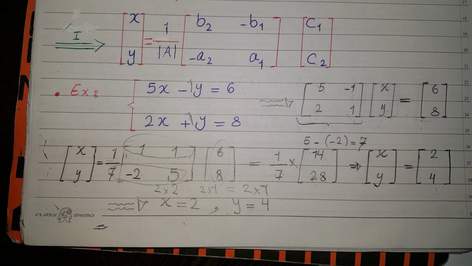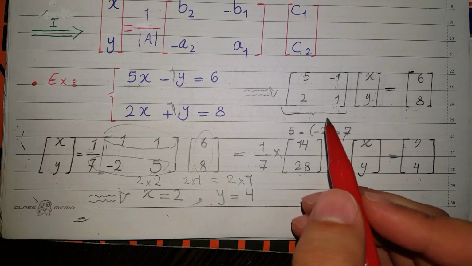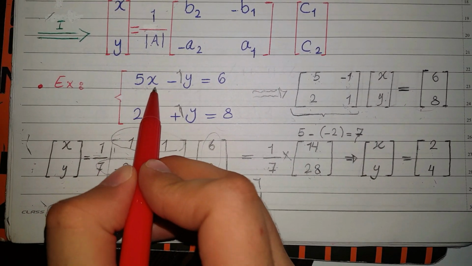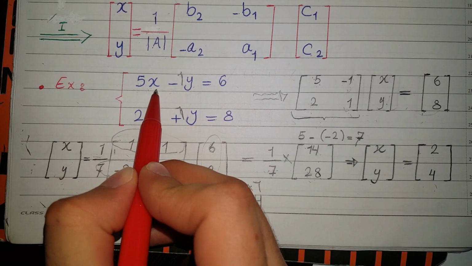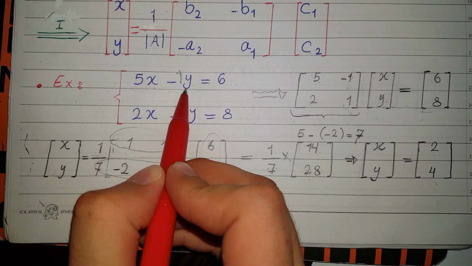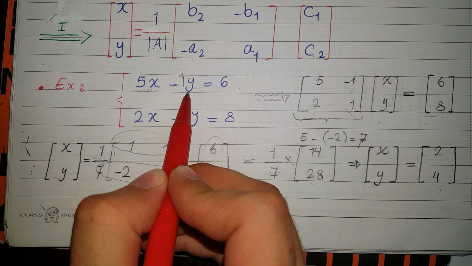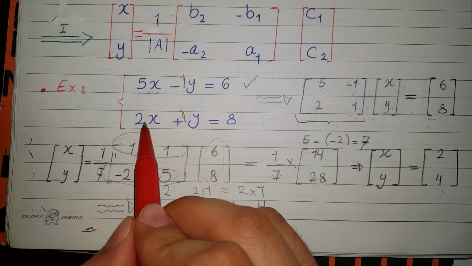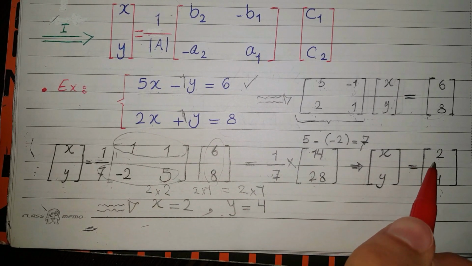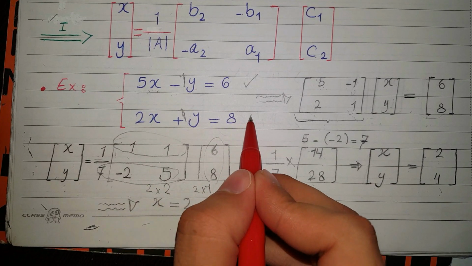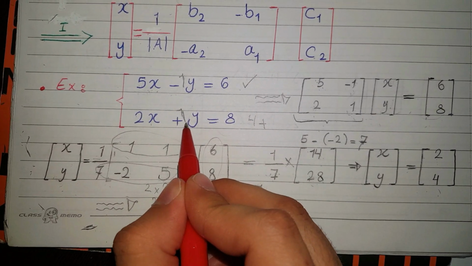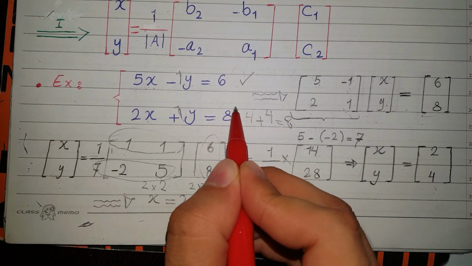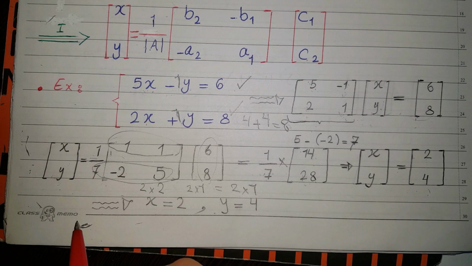We can also check our answer by substituting x and y in the equations of the system. It's going to be 5 times x, which is 2, so 10, minus y, which is 4, so 10 minus 4, overall 6, which is true. And 2 times x, which is 2, is 4, plus y, which is 4, overall 8, which is correct here. So the answer is overall correct.